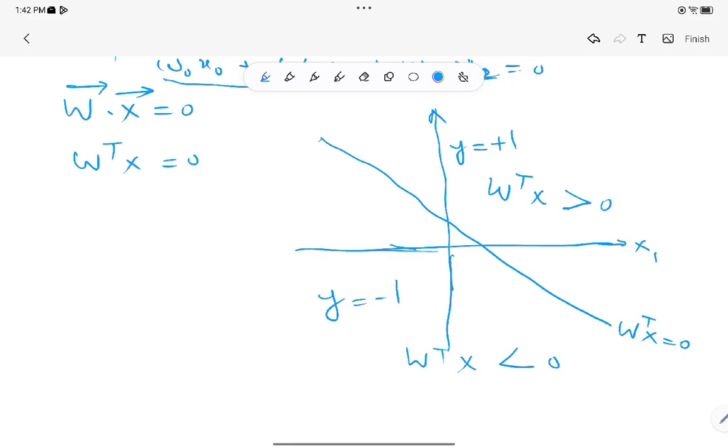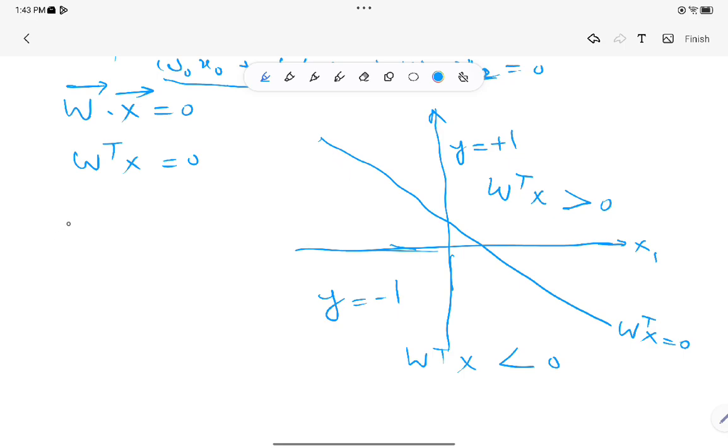Who has separated them? What is it that has separated them? It is this line. What is the equation of this line? wTx equal to 0. So if we can find this line, then we have solved it, we are able to separate the data into two classes. But the question is, how can we find this line? What does finding this line mean first of all?